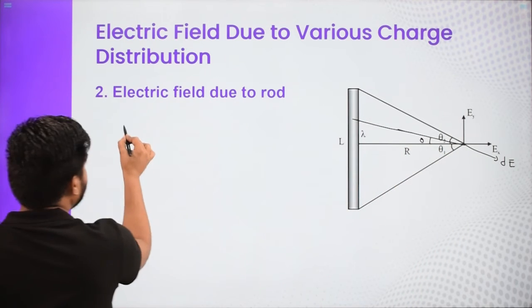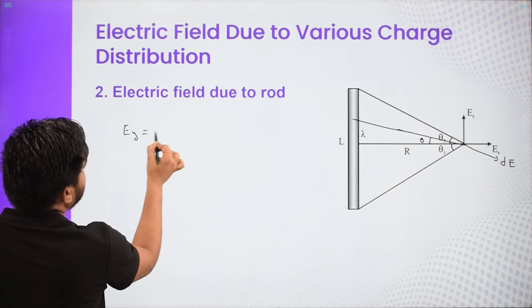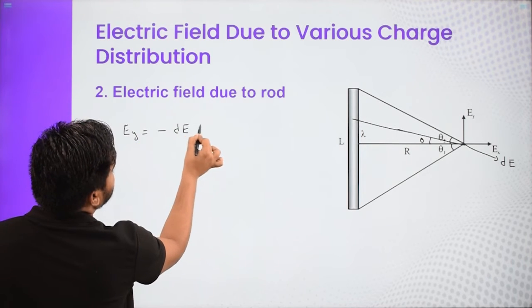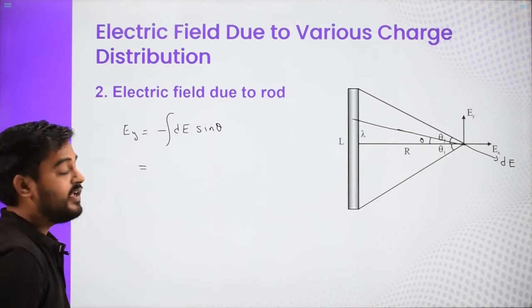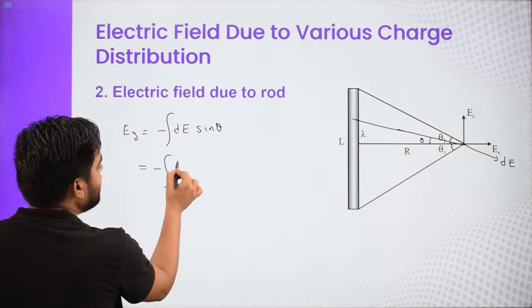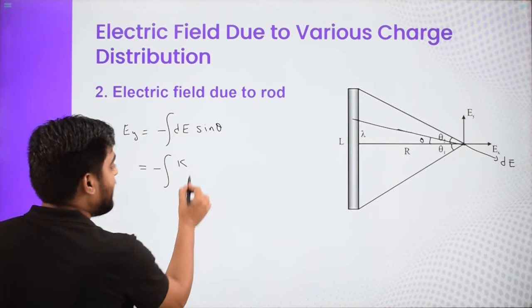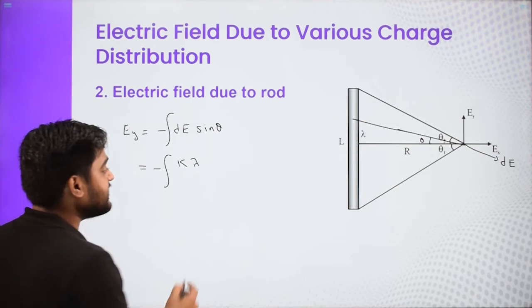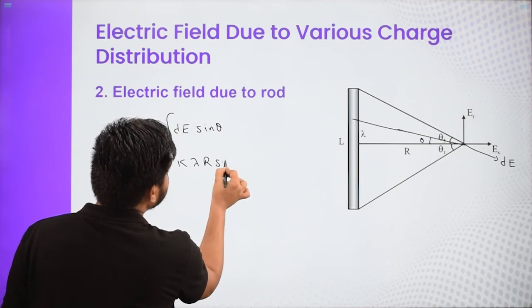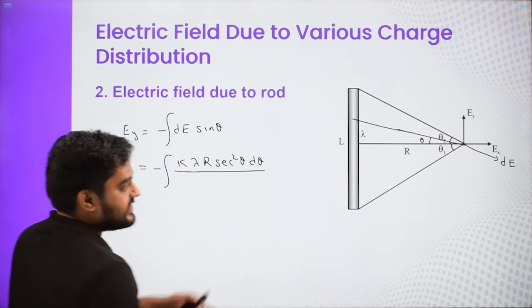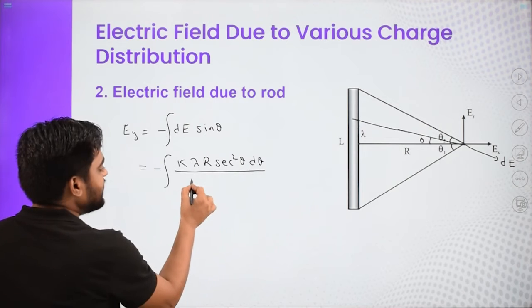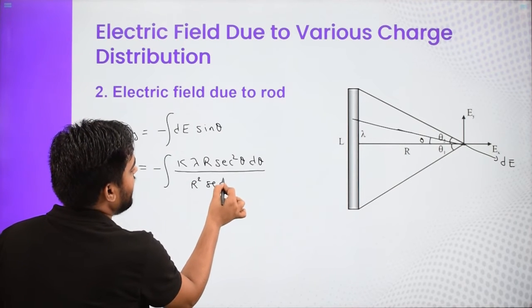So Ey was nothing but minus dE sin theta. Integrate it to get the full Ey, and then minus what was dE? K q, which was lambda dx. And what was dx? dx was r sec square theta d theta divided by r square, which was this y square, which was nothing but r square sec square theta.